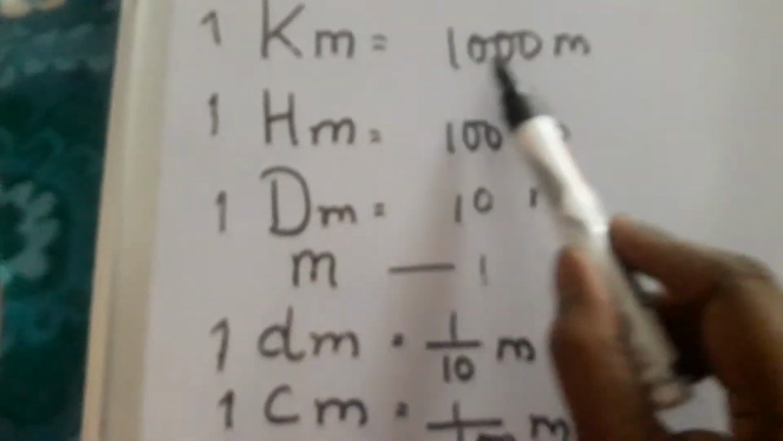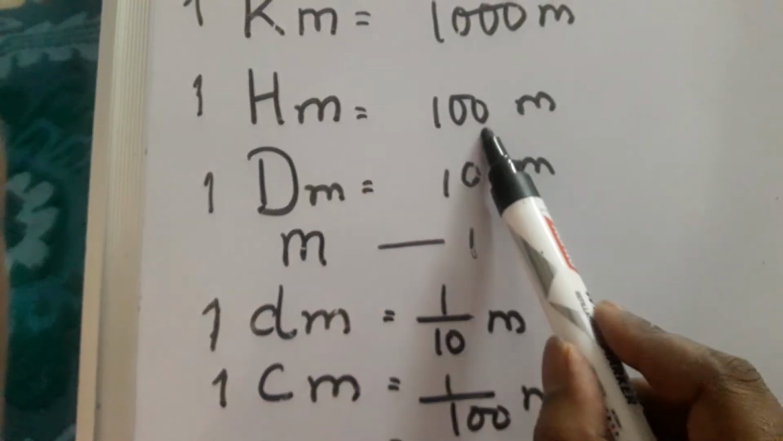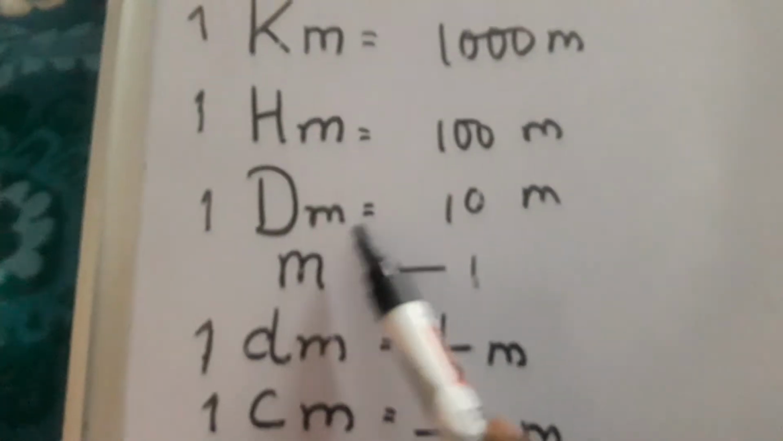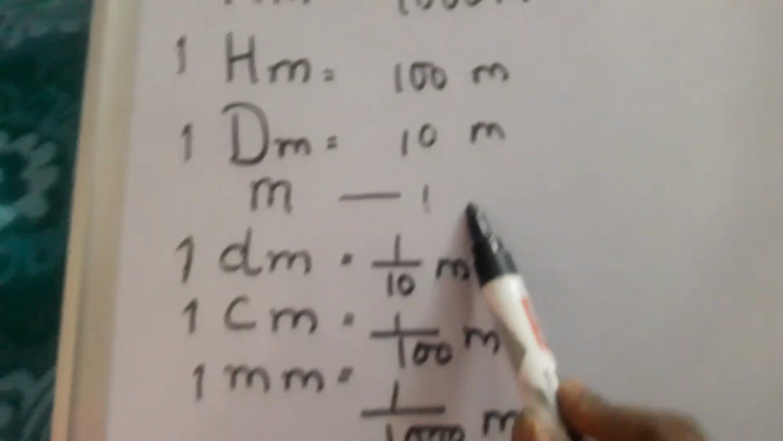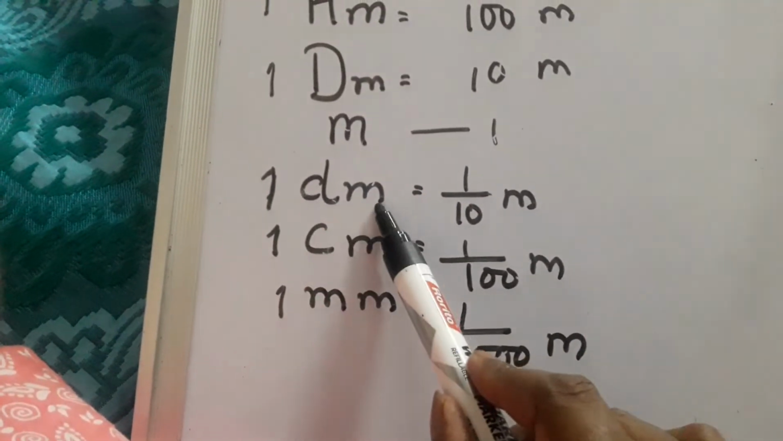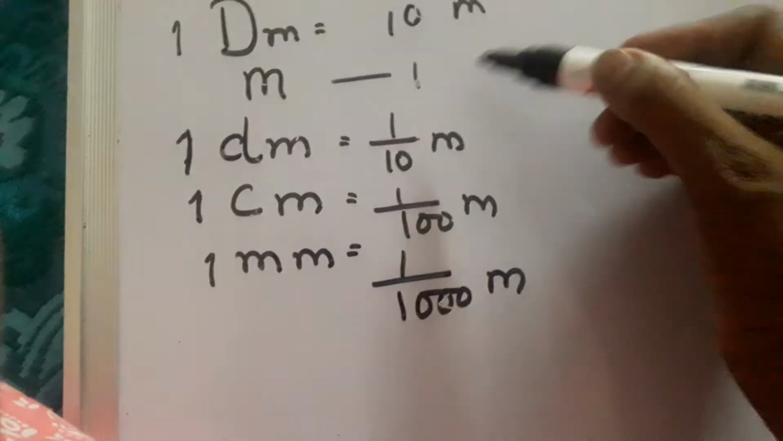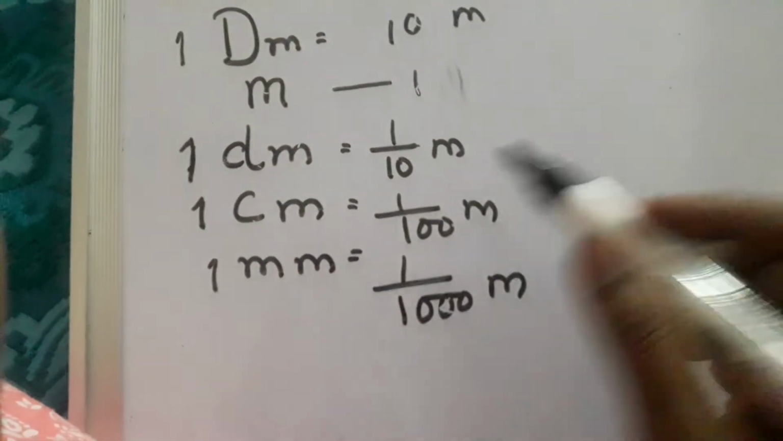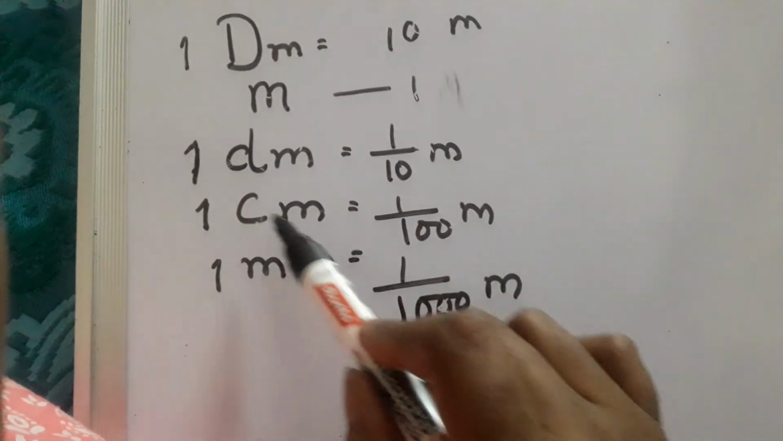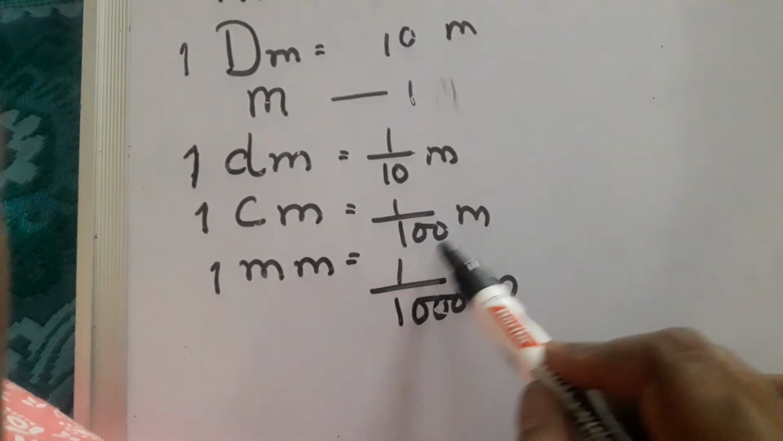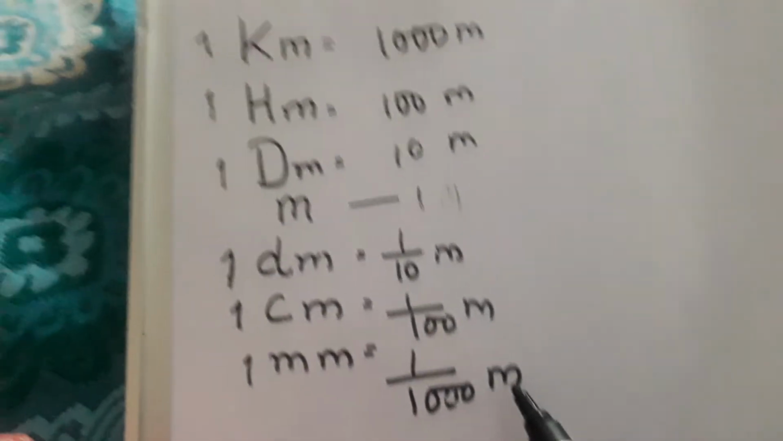1 kilometer is equal to 1000 meter. 1 hectometer is equal to 100 meter. 1 decameter is equal to 10 meter. So meter is the center one. 1 meter is equal to 1 meter only. 1 decimeter is equal to 1 upon 10 meter. 1 centimeter is equal to 1 upon 100 meter. 1 millimeter is equal to 1 upon 1000 meter.